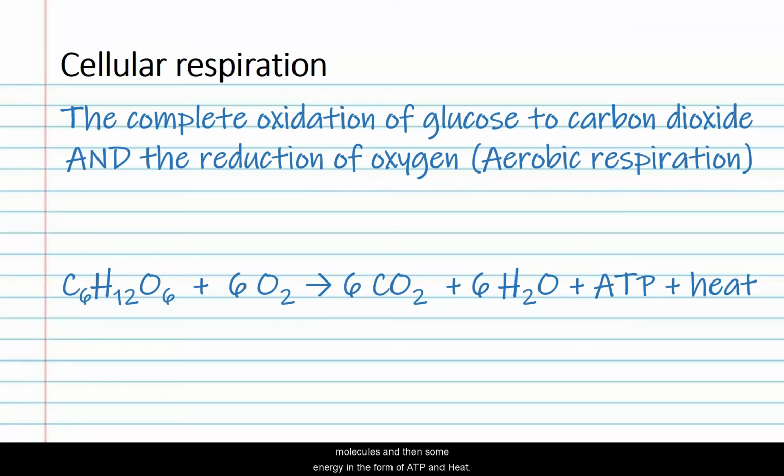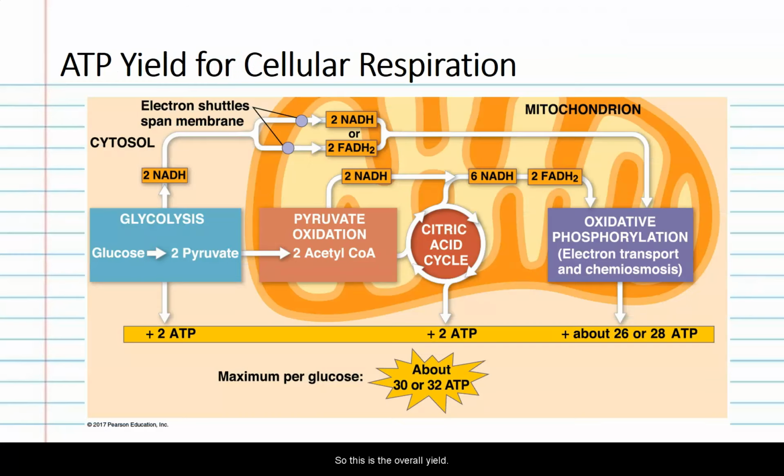of ATP and heat. If we go all the way through aerobic respiration, the amount of ATP is about 30 to 32 ATP molecules per glucose molecule. So this is the overall yield. Remember, glycolysis gives us just 2 ATP. The citric acid cycle gives us 2 ATP. And then finally, it's really the oxidative phosphorylation step that gives us the most ATP.